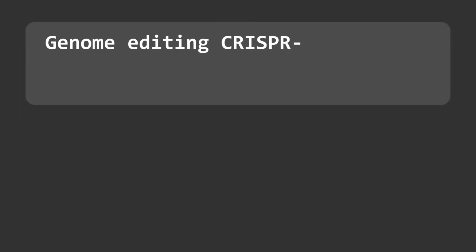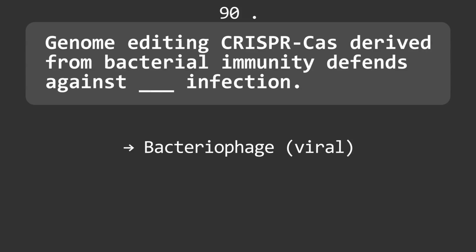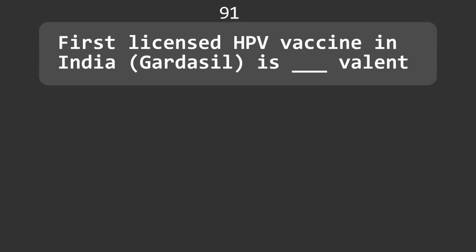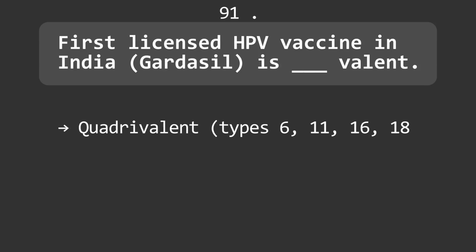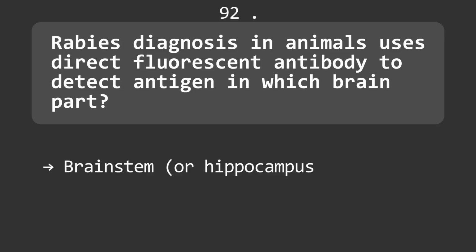Genome editing CRISPR-Cas, derived from bacterial immunity, defends against infection by which agent? Bacteriophage, viral. First licensed HPV vaccine in India, Gardasil, is how many valent? Quadrivalent, types 6, 11, 16, 18. Rabies diagnosis in animals uses direct fluorescent antibody to detect antigen in which brain part? Brainstem or hippocampus, cerebellum.